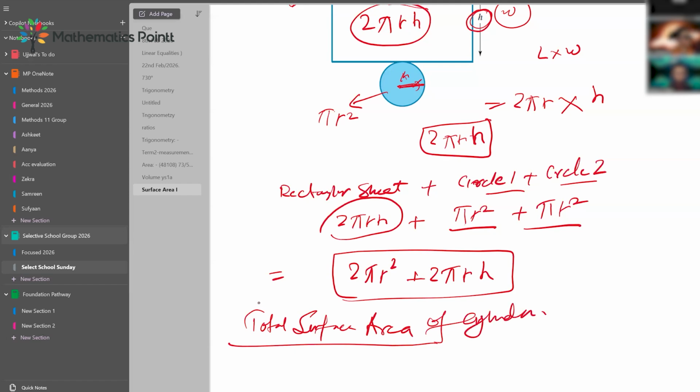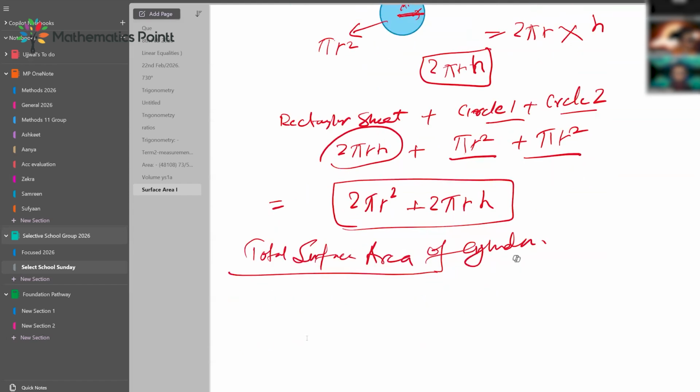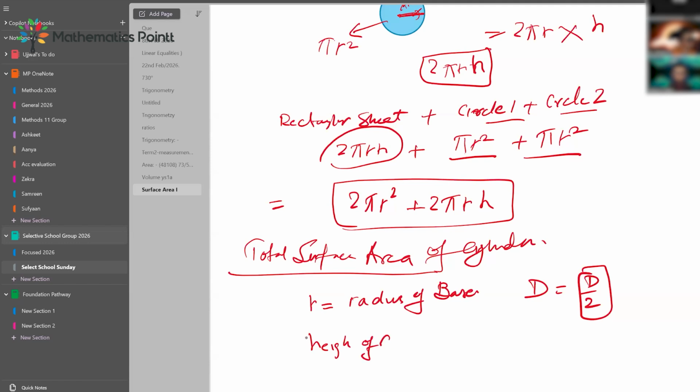So in order to find the total surface area of a cylinder, you just need two things. You need the radius of the base, as in one of the circular faces. If you're given the diameter, divide the diameter by 2 and you get the radius. And you just need the height of the cylinder, the h.